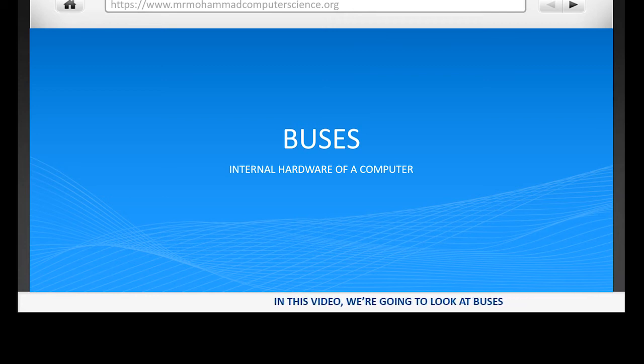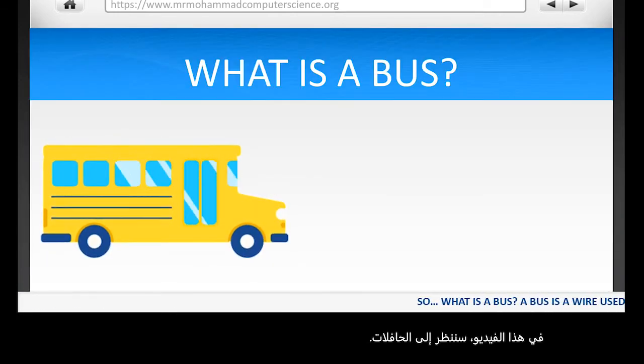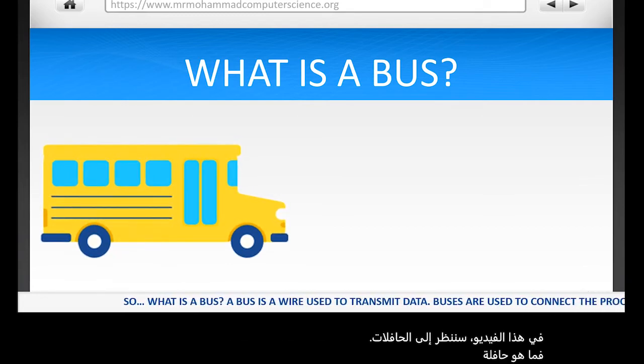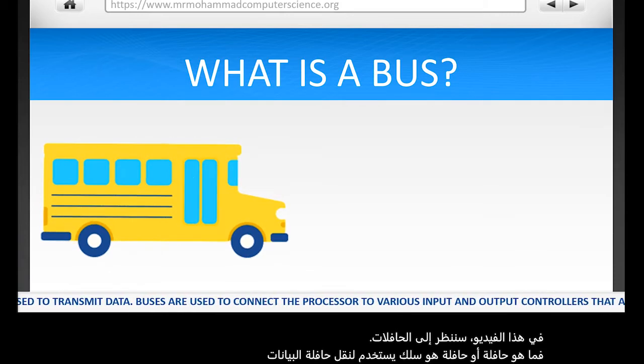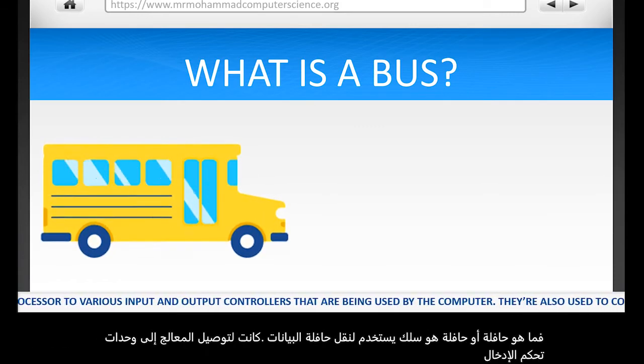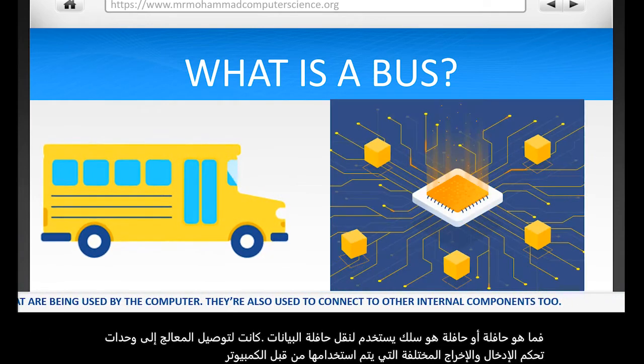In this video, we're going to look at buses. So, what is a bus? Well, a bus is a wire used to transmit data. Buses are used to connect the processor to various input and output controllers that are being used by the computer. They're also used to connect to other internal components too.